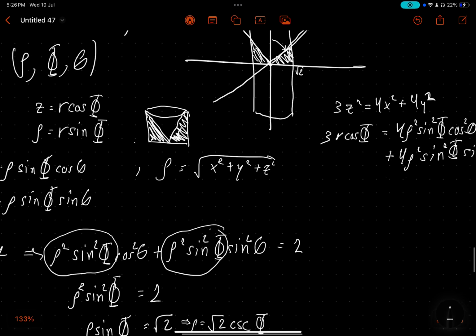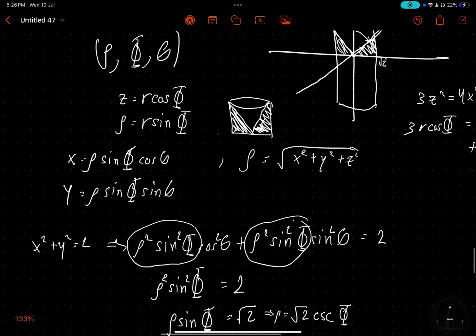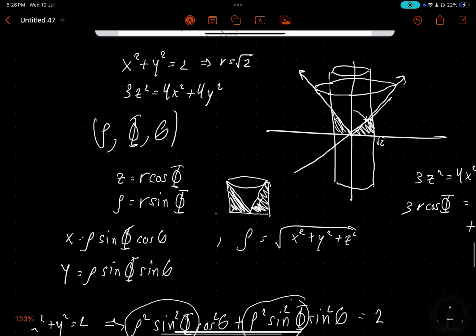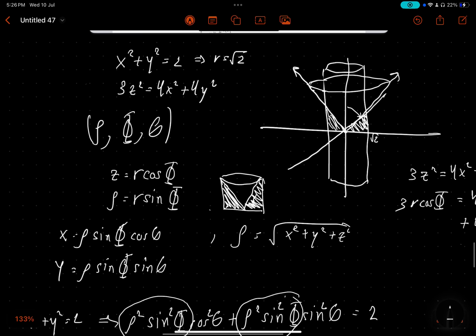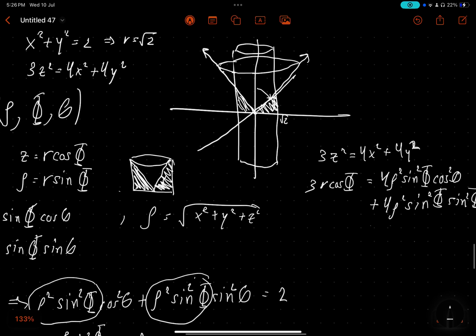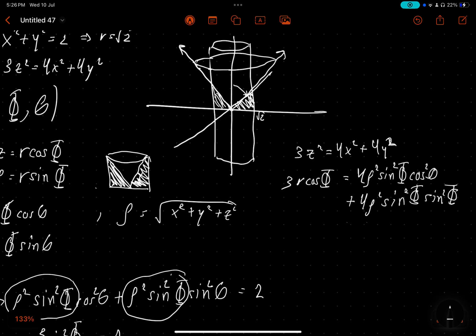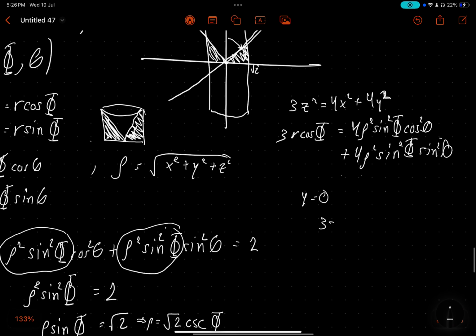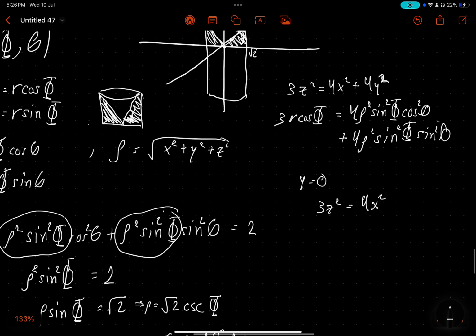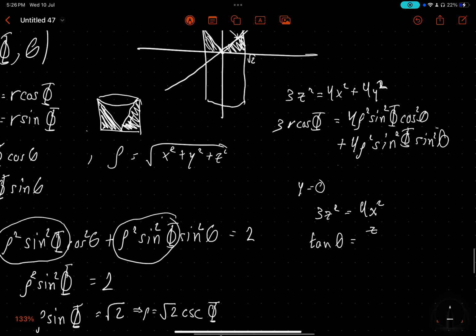Now z is r cosine phi, or rho cosine phi. Okay, and this is theta. Now I want to do it the way I tried first, which is let y equal to 0. So 3z squared equals 4x squared, and then tan theta is just gonna be z over x.